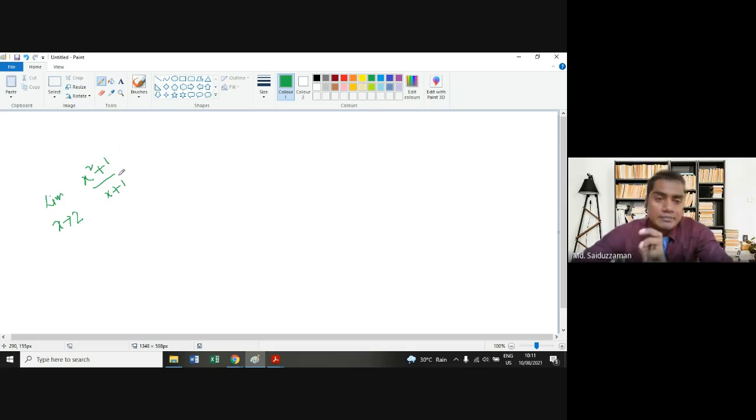So when the simplification is possible, then I will simplify. First thing, if simplification is possible, then I will simplify. Otherwise, I will directly put the value. Understand? Otherwise, I will directly put the value of the x. So since simplification is not possible, I will directly put the value of x.